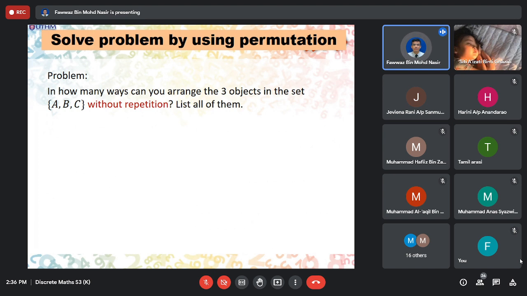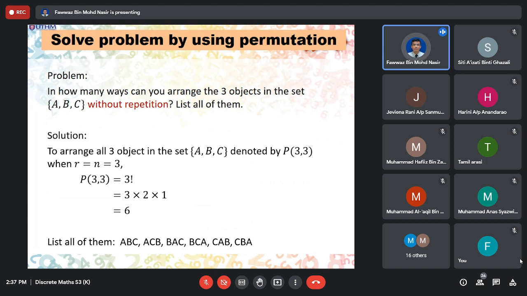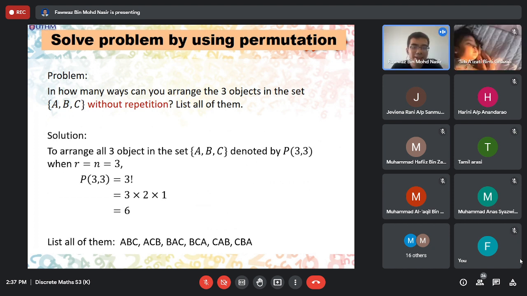In the first example, it says, in how many ways can we arrange 3 objects in the set of A, B and C without repetition? Then it asks us to list all of them. Since it says without repetition, we can use this formula. Even if we don't use the formula, we can get it straight away, the same as using the product rule, because this is quite simple. Or if you want to use the formula, you still can, and you'll get the same answer.